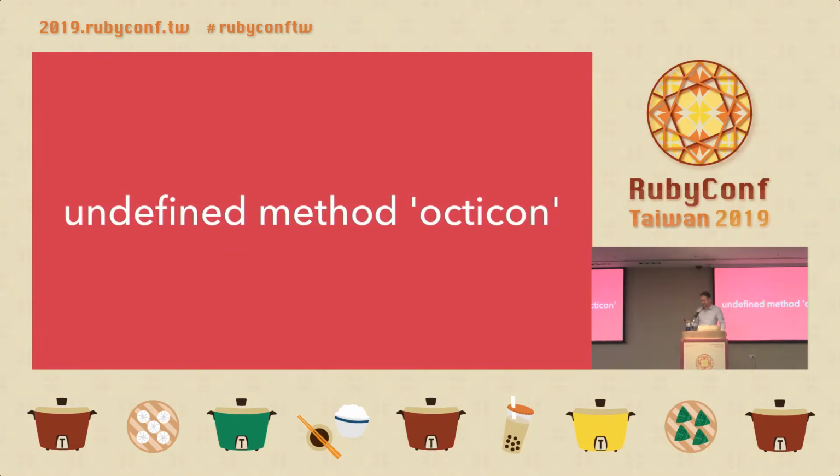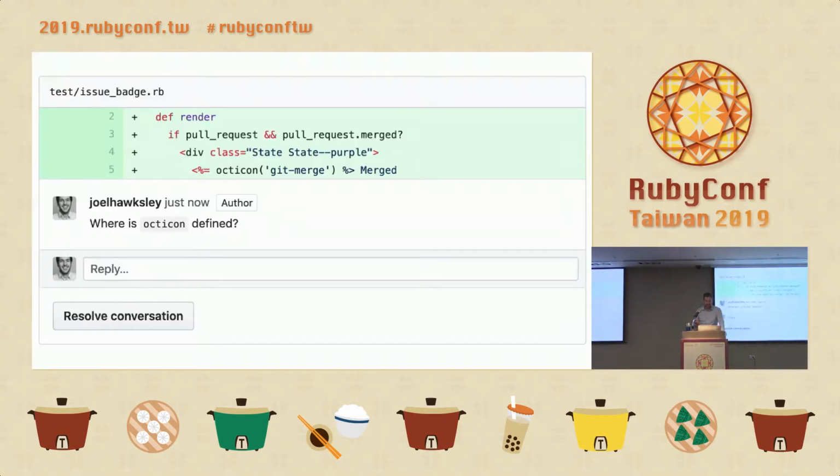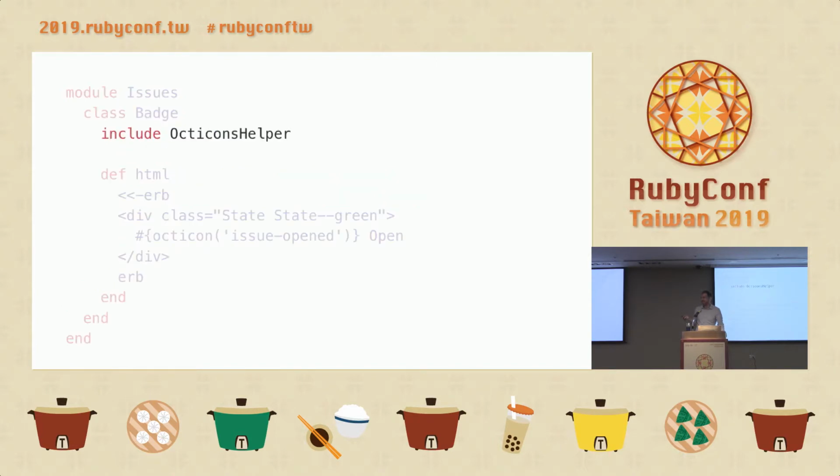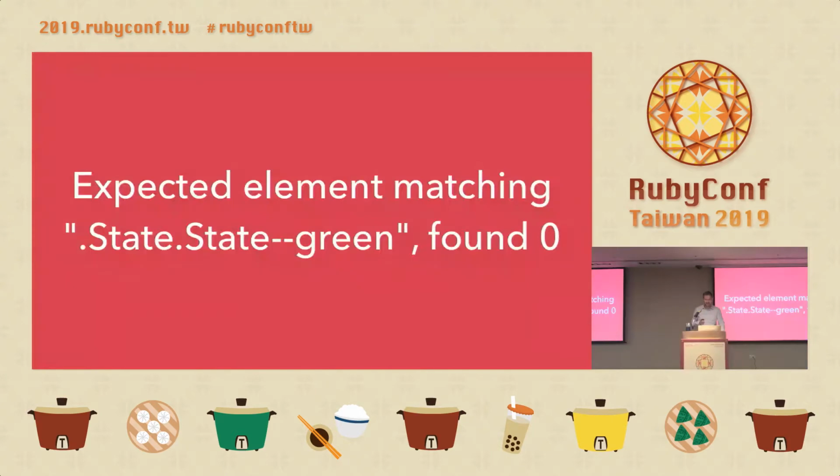Undefined method octagon? That's starting to sound like our code review. Remember that comment about not knowing where the octagon method came from? Now our code is asking us the same thing. I think that's pretty great. So back in our component, let's tell it where to find it in our octagons helper. And let's run our test again.